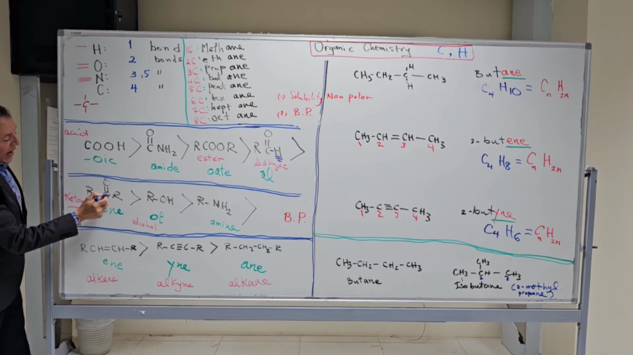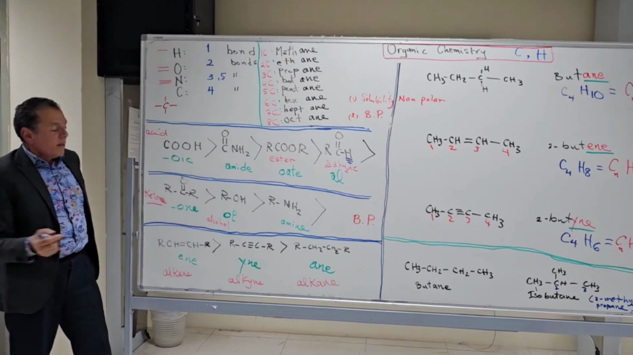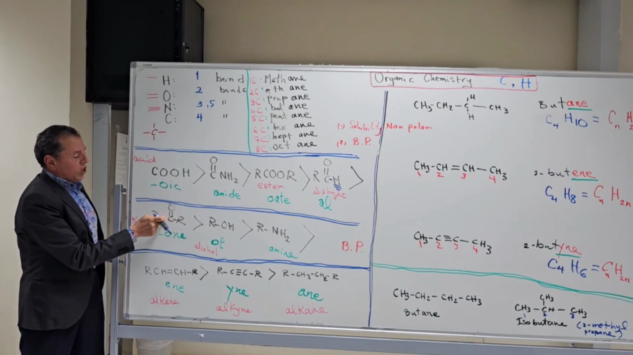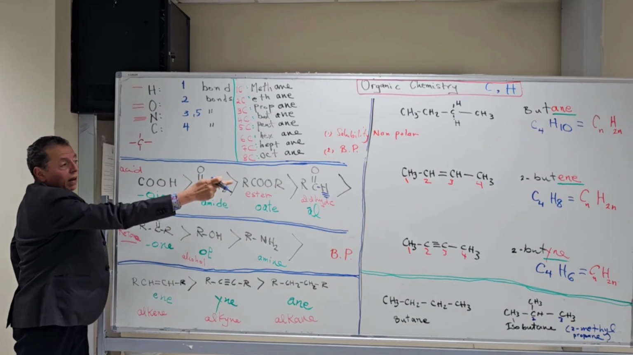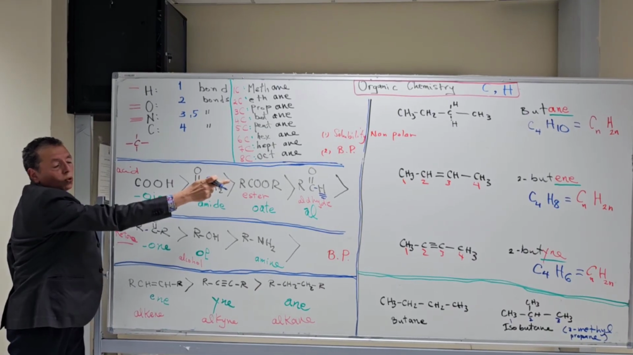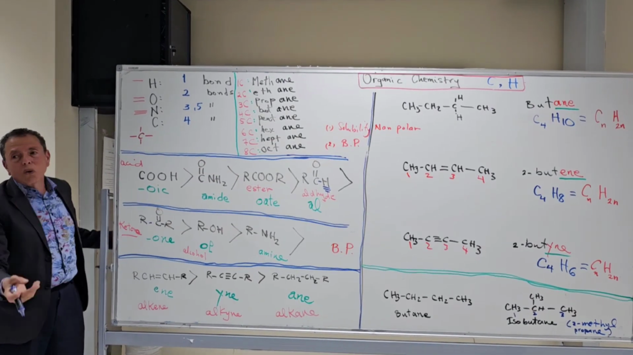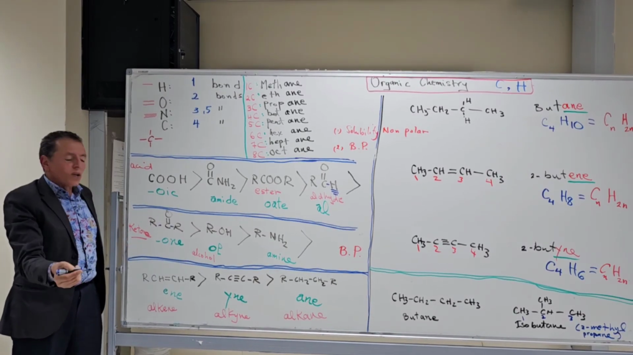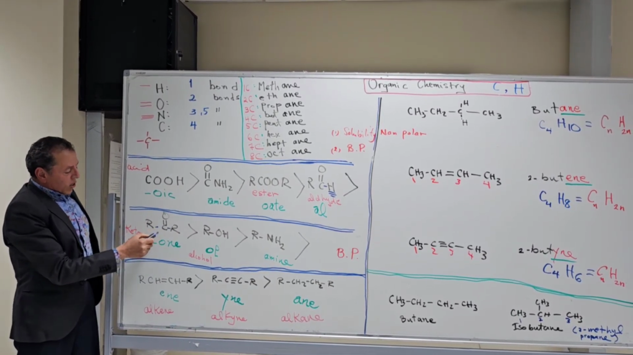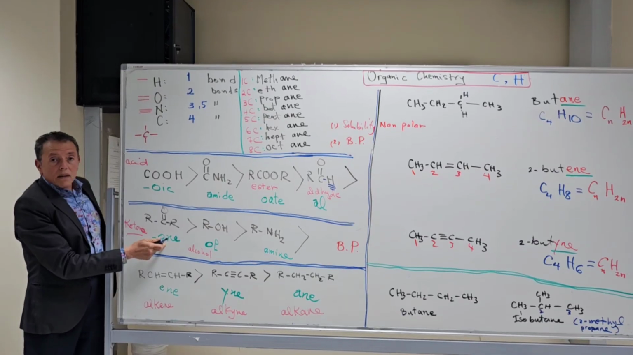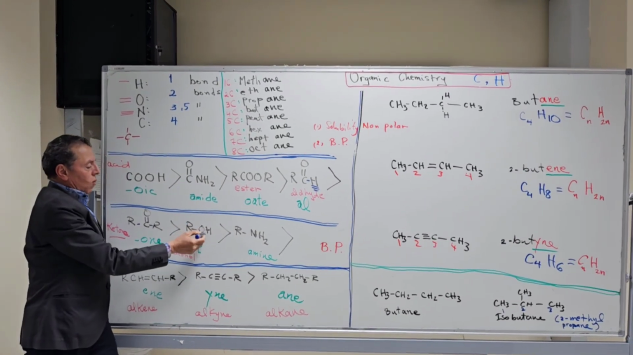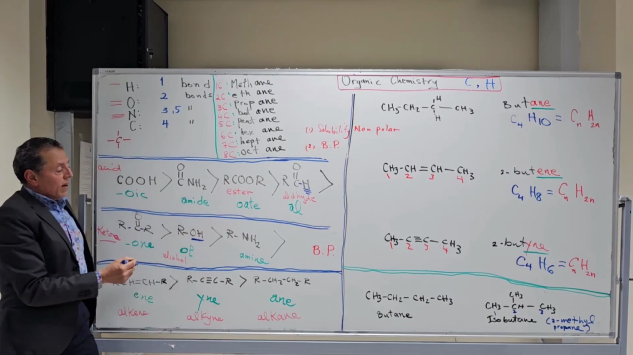If the carbonyl is attached to R, to any group, then it is a ketone. So this is the difference between ketones and aldehydes. An aldehyde has one active hydrogen. That's why it is stronger than the ketone group, because it can be easily oxidized, while a ketone does not. If it is OH, it means alcohol.